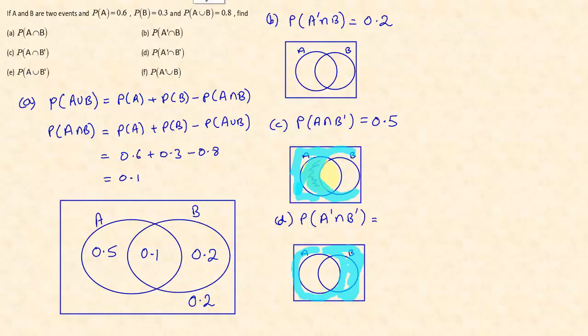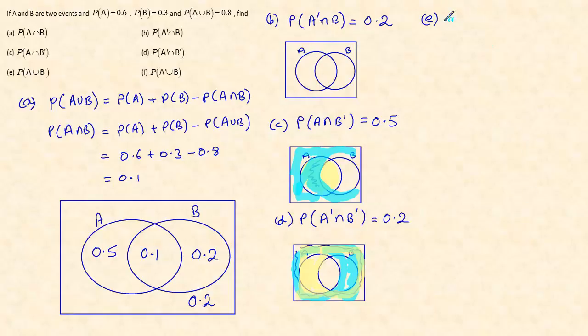And then if we get a different color, we'll shade everything outside of B. So that's going to be like this. And then we want the double shaded because it's an intersection. And we can see the bit that was shaded twice is the stuff all the way around the outside. So that's going to be 0.2.